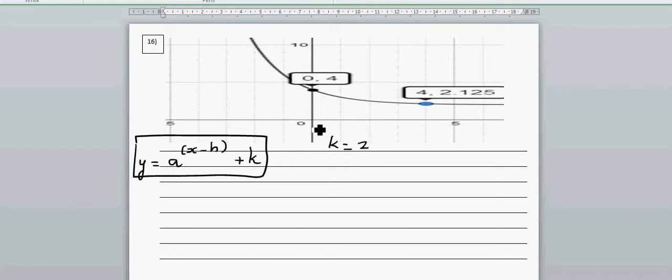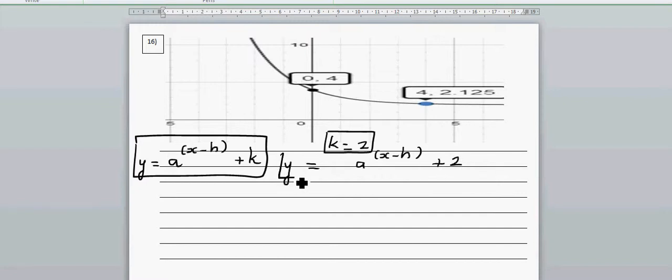Because when x is 0, y is 4. When x is 4, it is 2.125. So this is say 1, this is 2. So this seems to be approaching 2. This is a visual decision you need to make. So we can say the equation now becomes y equals a raised to x minus h, plus 2.